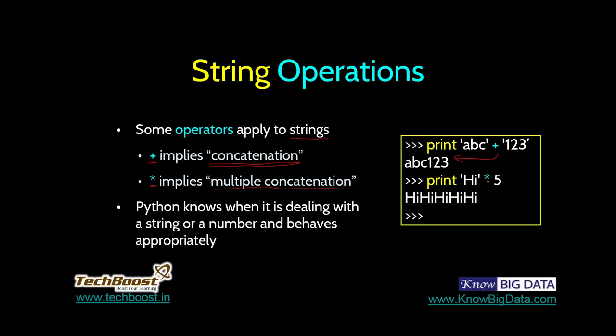Let's see how multiple concatenation is done. We have a string hi and we multiply it, that is, asterisk 5. So hi is repeated 5 times and we get the output as one long string, which is basically one string concatenated 5 times. We have also seen that Python knows when it is dealing with a string or a number and it behaves appropriately. We don't have to worry about it, and that is the beauty of Python.